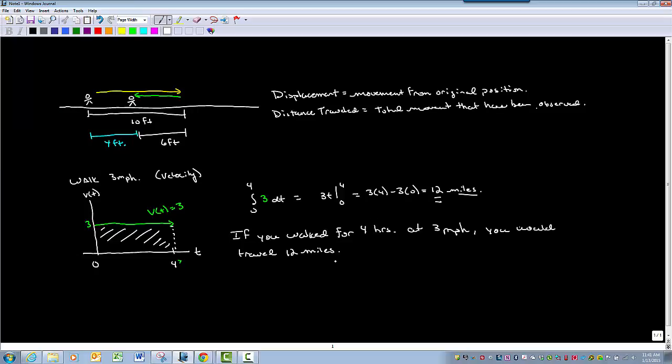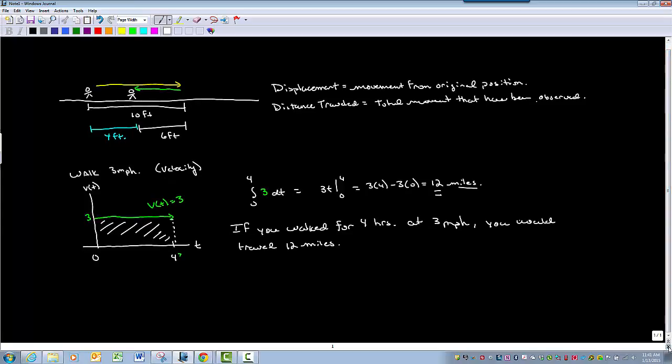Well, what happens if you've got a function where the velocity is not constant like this? Okay, so let's go ahead and play around with a problem whose velocity is not constant. Let's say you are traveling with a velocity equal to negative 2t plus 4, from t equals 0 to t equals 3.